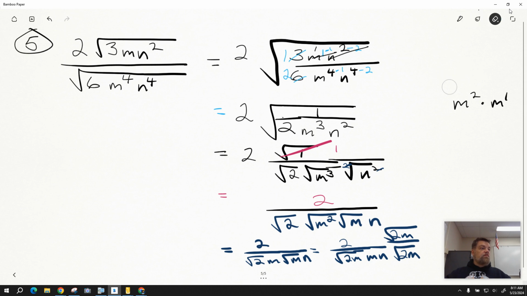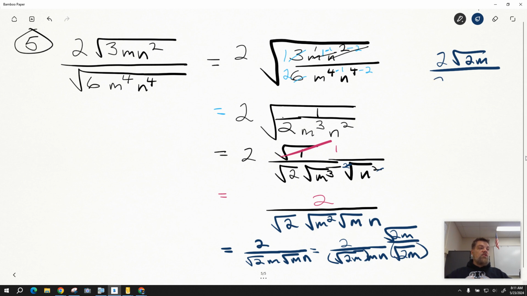Now here's the tricky part about that. On the top, when I multiply that out, I'm just going to get 2 root 2m. On the bottom, when I take this times this, they square, and I'm just left with 2m. And then I have another m, right? This m and this n. So I say m and n.